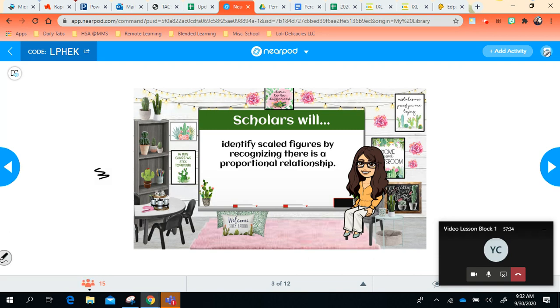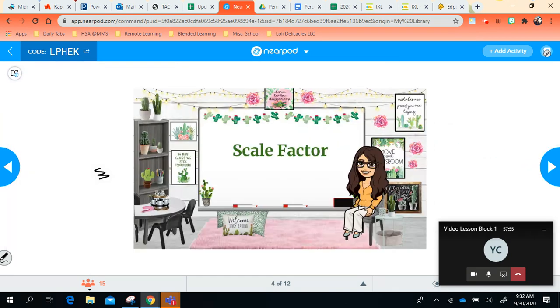Okay, so we're identifying scaled figures by recognizing there's a proportional relationship. So we're kind of going back to when we did unit rate, and we're going to be using those unit rate tables to help us solve for our scale factor, which is in essence going to be our unit rate for this. Scale factor.